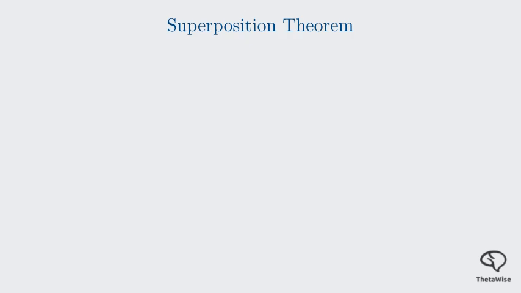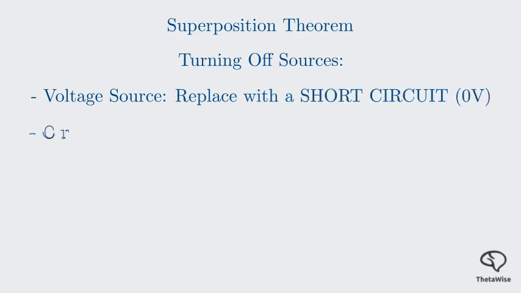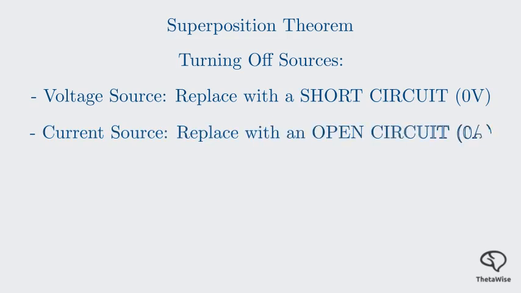To ensure only one source acts, you must turn off all other independent sources. But what does it mean to turn off a source? To turn off a voltage source, you replace it with a short circuit, or a wire. This sets its voltage to 0. To turn off a current source, you replace it with an open circuit, which sets its current to 0.